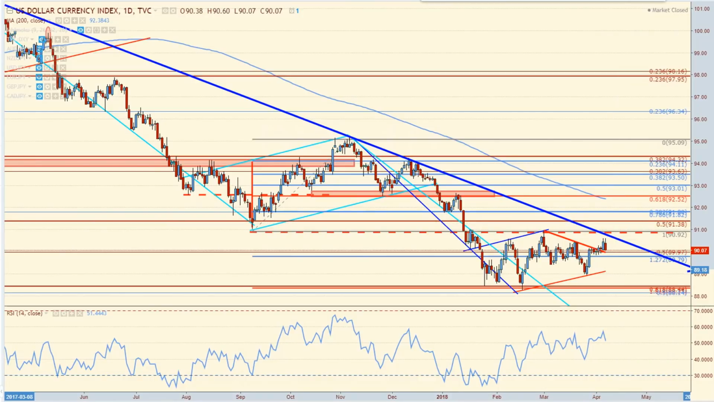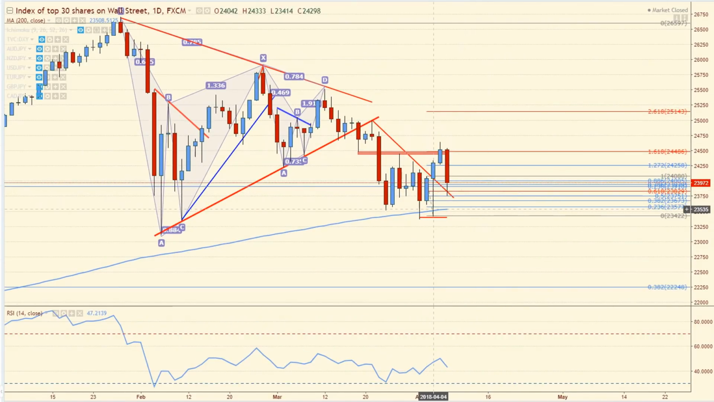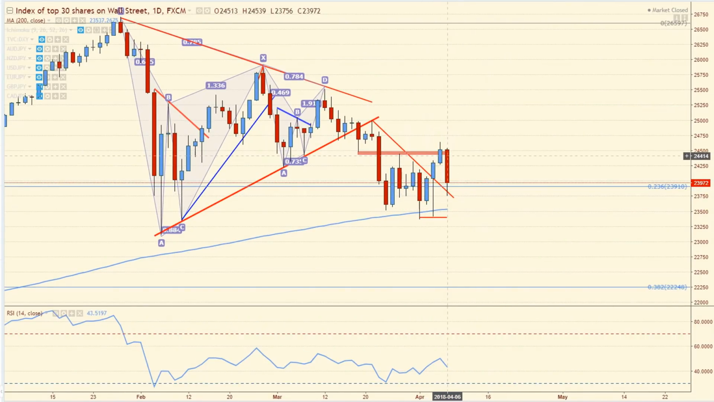But I showed you the S&P, but look at the Dow. The Dow had a pretty big rejection here, at this resistance zone, previous support, current resistance, false breakout, failure.